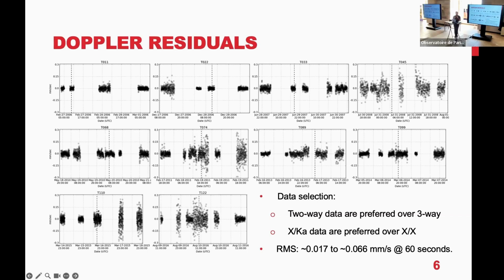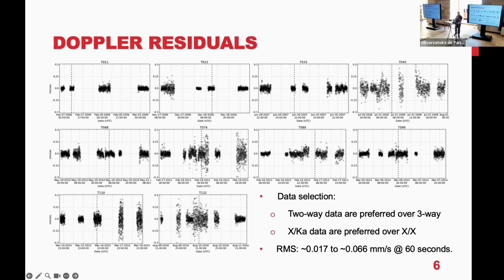And we preferred X uplink Ka downlink data over the standard navigation XX passes, given the fact that the Ka band in downlink can decrease the effect induced by charged particles. So this configuration allows us to calibrate for plasma particles in the downlink leg, thus improving the data quality.